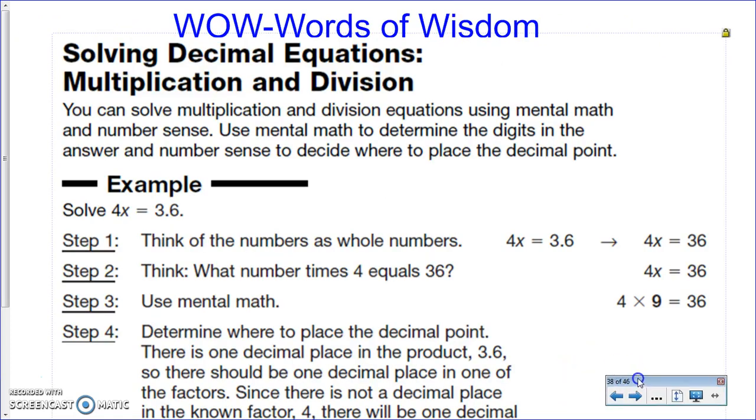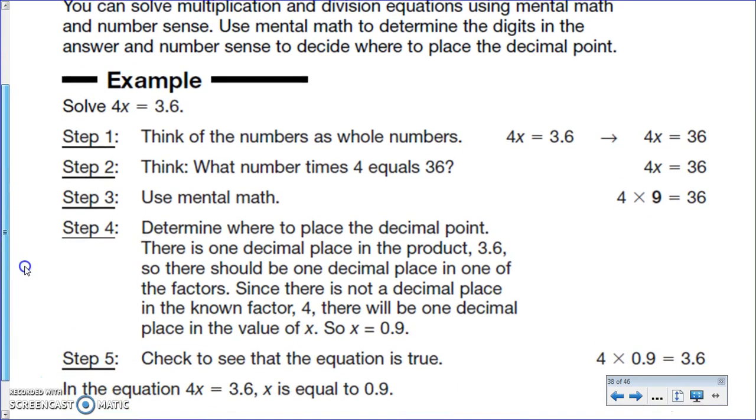Just like with the addition and subtraction equations, when you solve decimal equations with multiplication and division, you can use mental math, and we can also use the working backwards process. So we're going to look at both of those. In the example here, we have solve 4x equals 3 6/10.